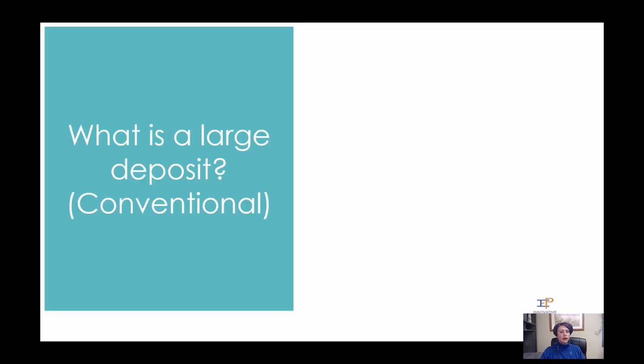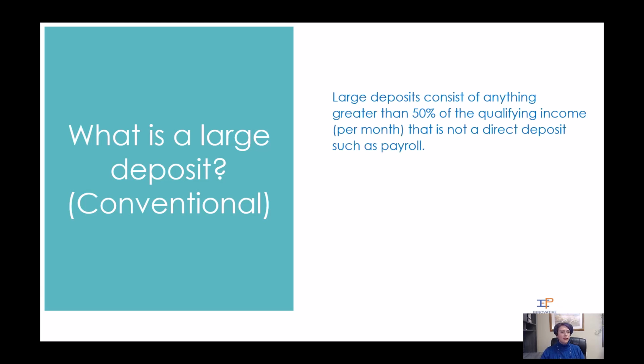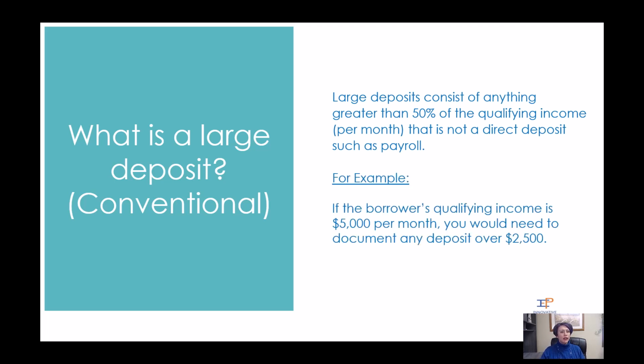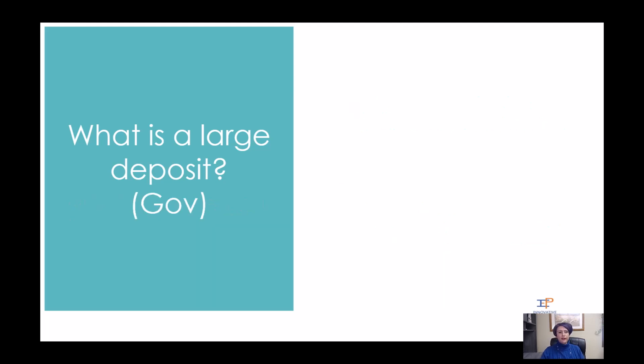What is a large deposit for conventional loans? A large deposit is considered anything greater than 50% of the qualifying income per month. That is not a direct deposit. For example, if the borrower makes $5,000 per month, you will need to document anything over $2,500.